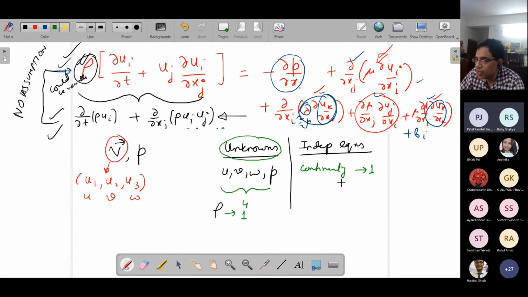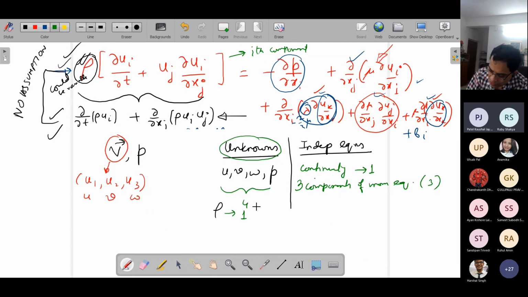So continuity is one equation, and then you have 3 components of momentum equation. So this equation is for the ith component. I can be 1, 2, and 3. That way you will have 3 scalar equations. So that is 3. So that means you have these as total 5 and this as total 4.